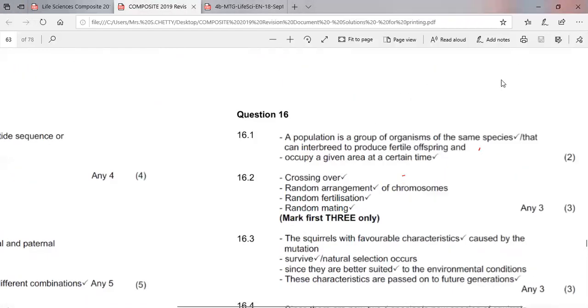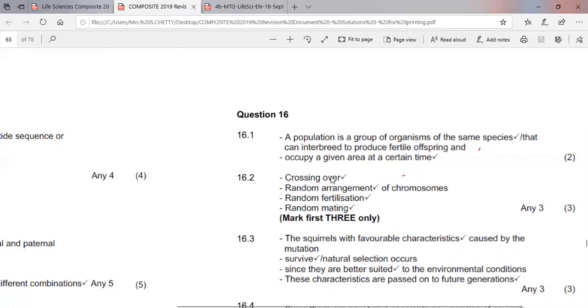A population is a group of organisms of the same species that can interbreed to produce fertile offspring and occupy a given area or a habitat at a certain time. So S, same species, H, given habitat, I, interbreed, in a specific time. Crossing over, random arrangement of chromosomes, random fertilization, random mating. This is so odd because sometimes they give this as one mark only. Are you with me? Because crossing over and random arrangement of chromosomes both occur in meiosis. So God knows how the examiners think.